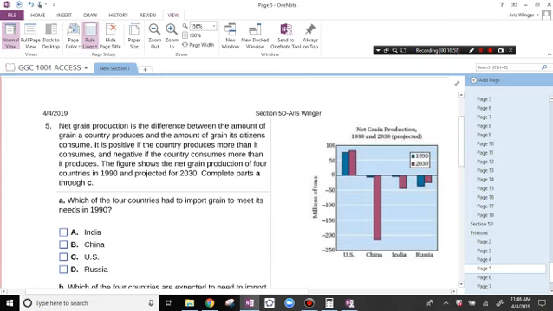Which of the 4 countries had to import grains to meet its needs? So they needed a lot more than what they had. So it looks like 1990, right? So when it's under, there's a little bit under. So India needed some. Did China need some? Did it have a negative net gain? China, it did, because this is negative. And then definitely Russia needed some in 1990.